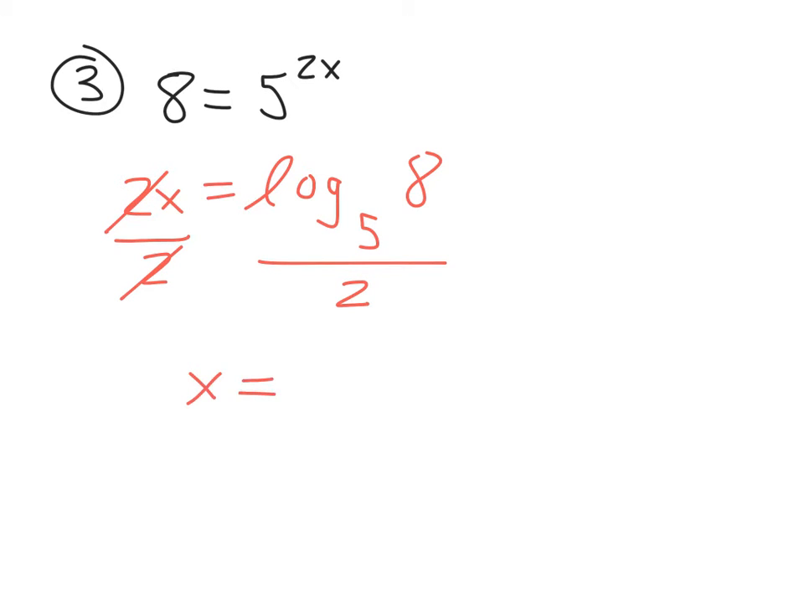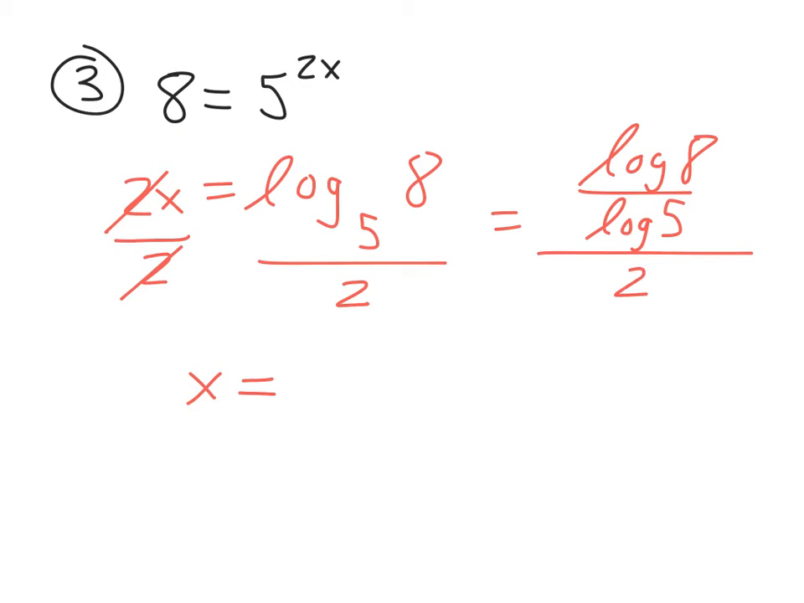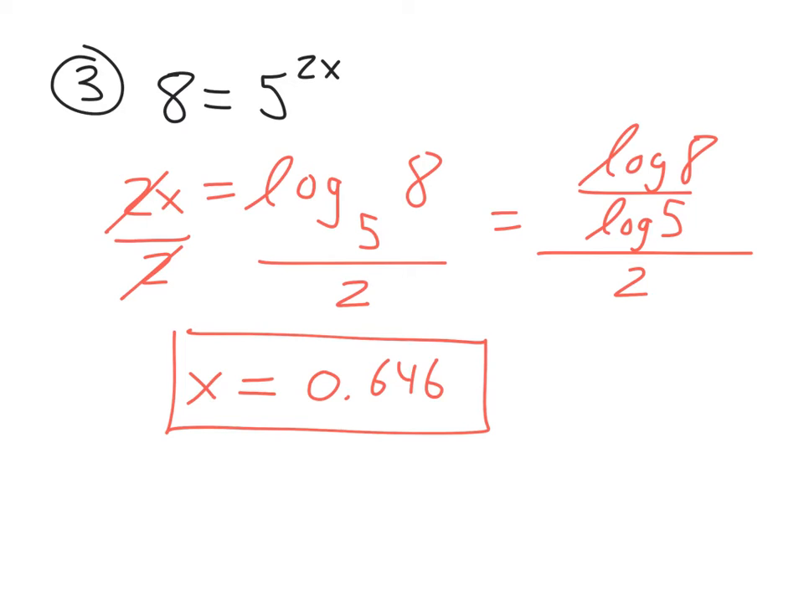x equals, now we figure out the log base 5 of 8 first, and then we divide that result by 2. So that's going to be log of 8 divided by log of 5. And then once we get that answer, divided by 2, and I get an answer of 0.646. Again, that's rounded to the nearest thousandth.